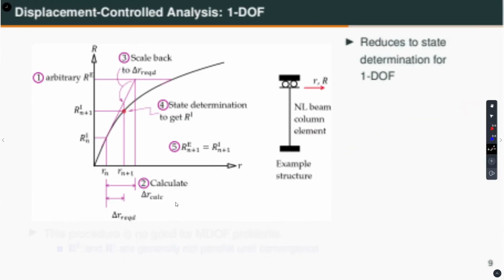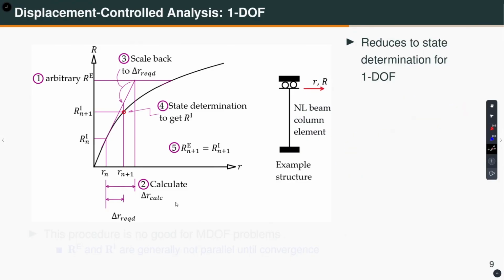Alternatively, I can show this for a single degree of freedom system. Let's say this is my r and this is little r. This is the actual behavior of the system. So what we can do, we can apply some arbitrary external force. Let's say my structure is in equilibrium at this displacement and this internal force. Then I am applying some arbitrary incremental external force. So using the tangent stiffness, I can predict how much is my displacement corresponding to that load.